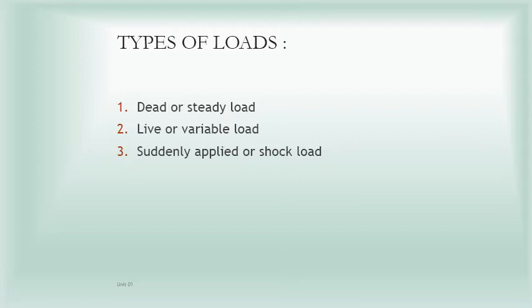Second one is live load. A load is said to be live when it changes continuously. The example of live load is people walking on an overhead bridge. This load is continuously changing, so we can say that the load is variable. Then the third one is suddenly applied or shock load. If we apply load suddenly, it is referred to as suddenly applied or shock load.